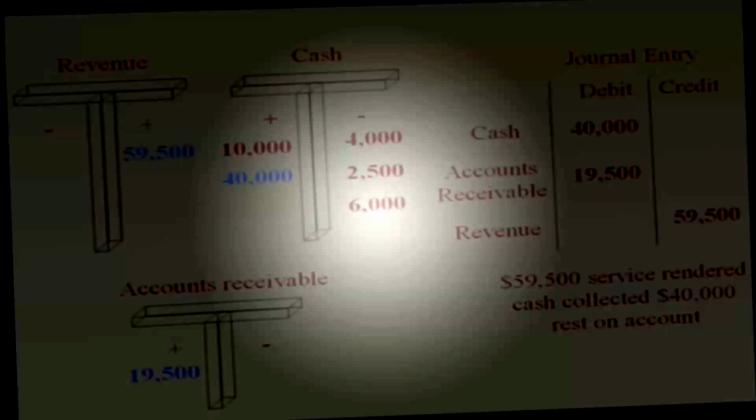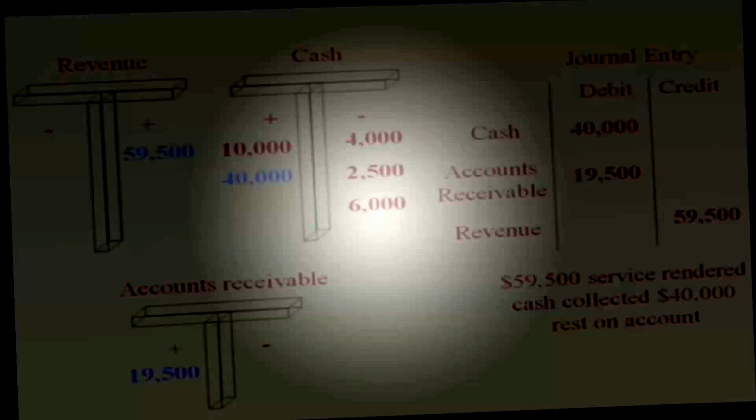By now, have you noticed something about journal entries? Look at this very carefully. What's the total of the left? Cash $40,000, accounts receivable $19,500. So the total on the left is $59,500. What's the total on the right? The same number. This is the beauty of Pacioli's system. Whatever transactions you do, the left is always equal to the right.